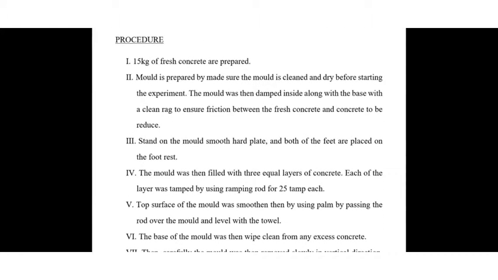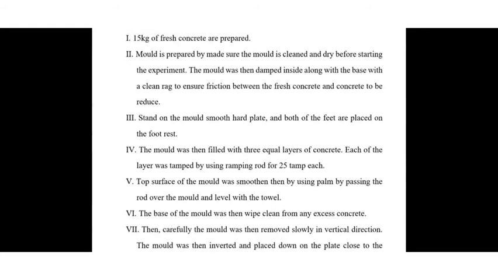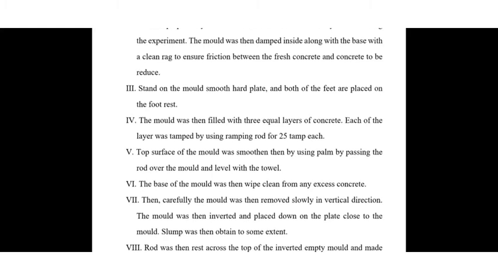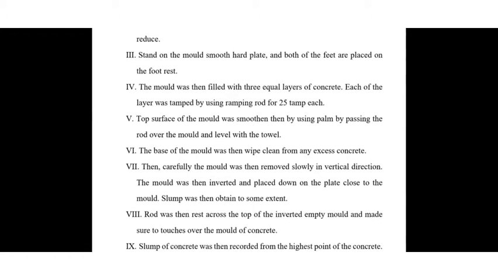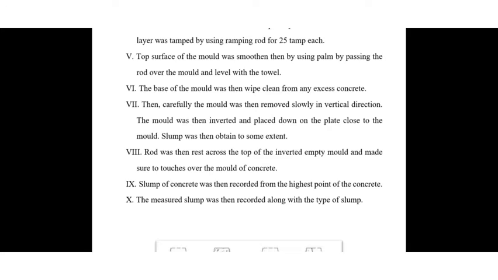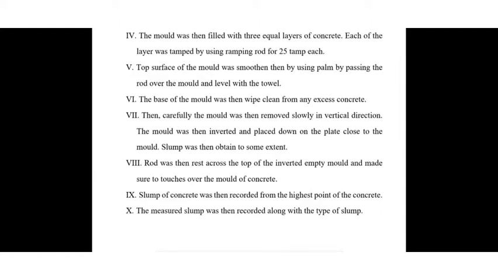So the procedure: 15 kg of fresh concrete is prepared. The mold is cleaned and dried before starting the experiment. The mold is then dampened inside along with a base of clean rag to ensure friction between the fresh concrete and the mold is reduced. Stand on the mold's smooth hard plate with both feet placed on the footrests. Then the mold is filled with 3 equal layers of concrete. Each layer is tamped using a tamping rod 25 times each. The top surface of the mold is then smoothed by passing the rod over the mold and leveled with the towel.